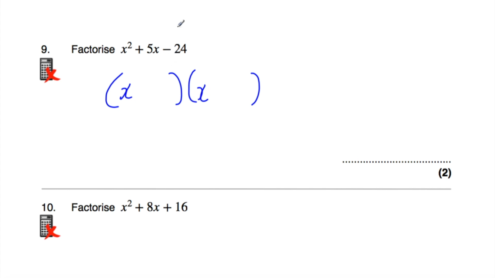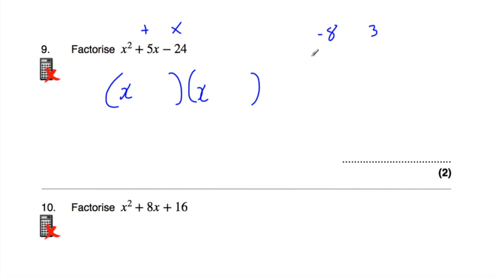Then you want to find two numbers that times together to give negative 24 and add together to be 5. Let's think of things that will times together to be minus 24. One's going to have to be positive and one negative, and we want them to add together to be 5. I'm going to begin by trying minus 8 and 3, because minus 8 times 3 would be minus 24, fantastic. But minus 8 plus 3 is equal to minus 5.